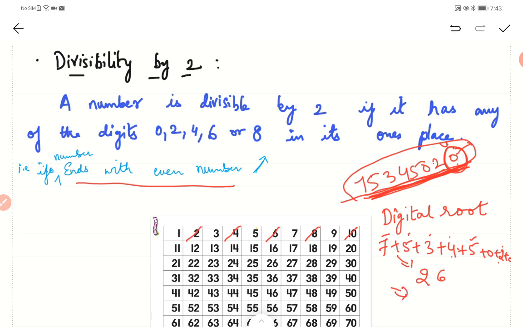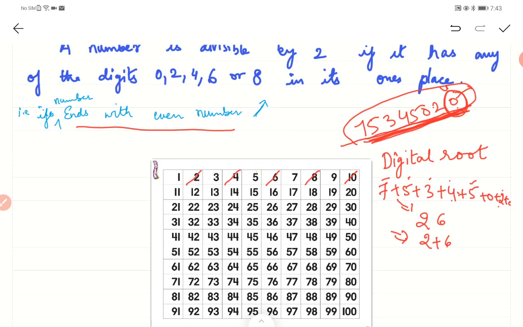Then again I will add 2 plus 6. You will add until you get a single digit, not a number, a single digit. So you have 2 digits here, 26. So again add: 6, 7, 8. So you got 8. This 8 is not divisible by 3. It is not there in the 3 table, isn't it? Like this, you can say that 75345020 is not divisible by 3.